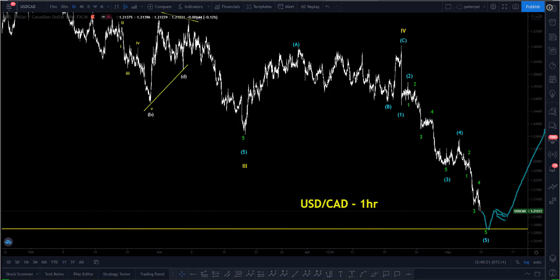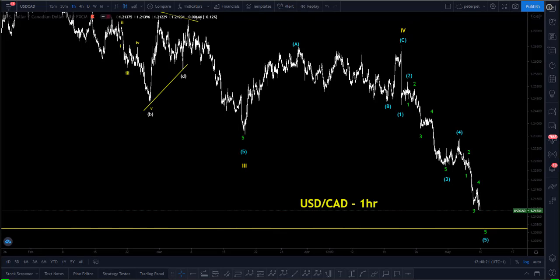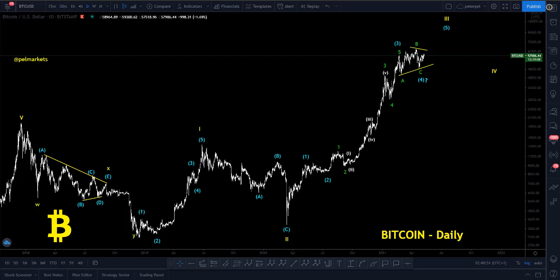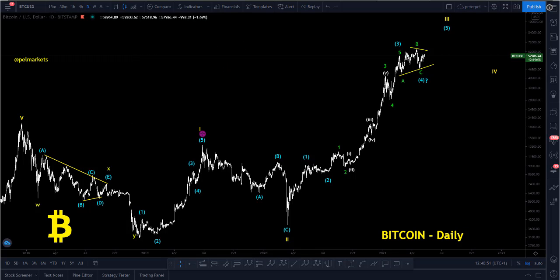The last but one pair we'll be looking at is Bitcoin. Bitcoin is in a very nice structure now. We've seen yellow wave 1, yellow wave 2, and yellow wave 3 is underway. And with yellow wave 3, we've seen 1, 2, 3, and now we are seeing a nice ABC.